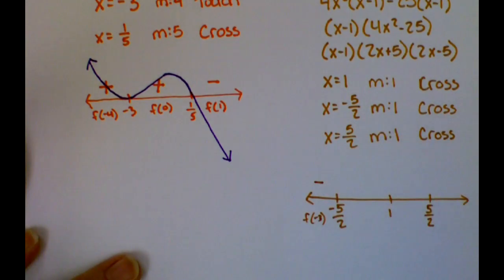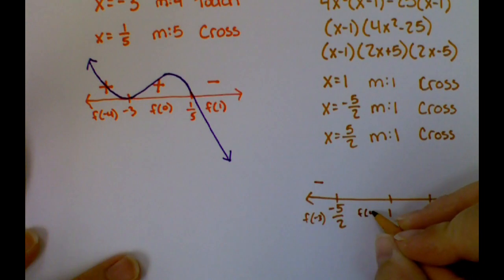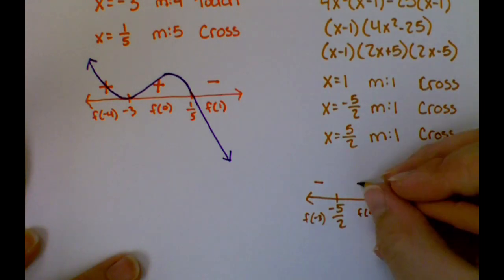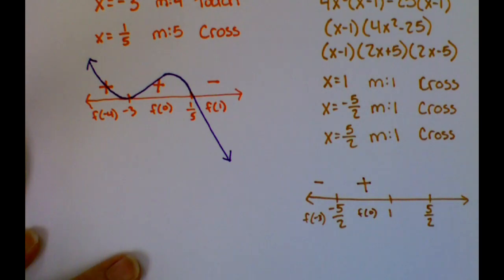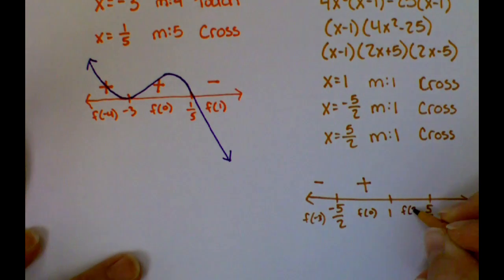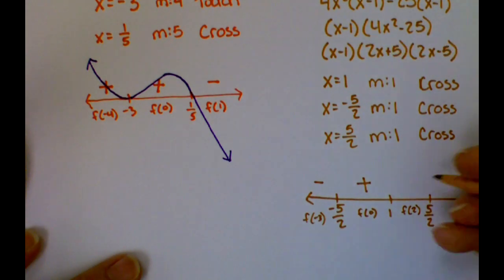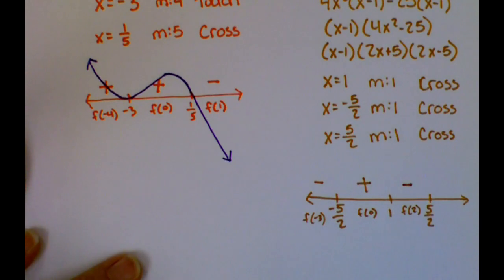Something between negative 5 over 2 and 1, I'm going to test 0. I get a negative times a positive times a negative, which makes it positive in that area. Something between 1 and 5 over 2, I would test 2. I get a positive, positive, negative. So we're negative in that part.